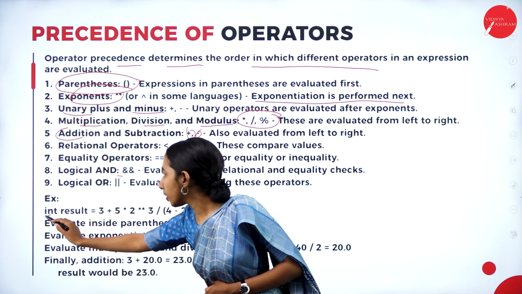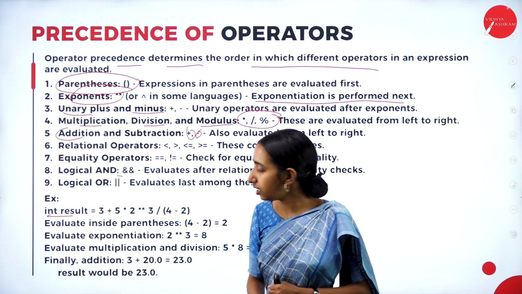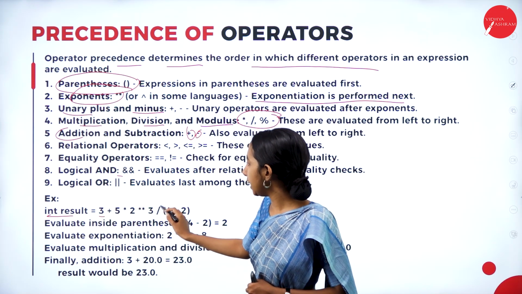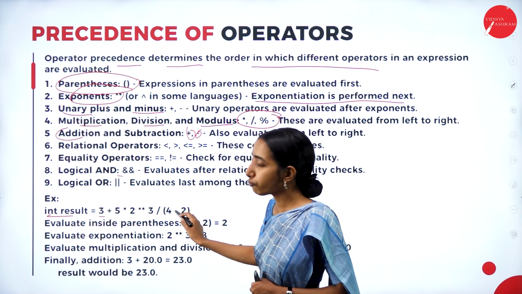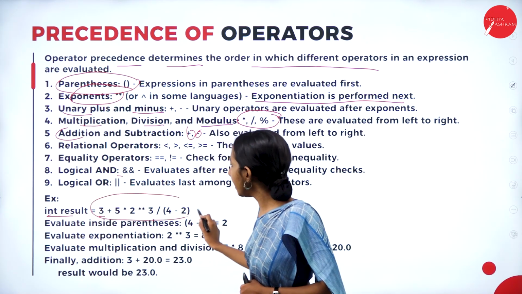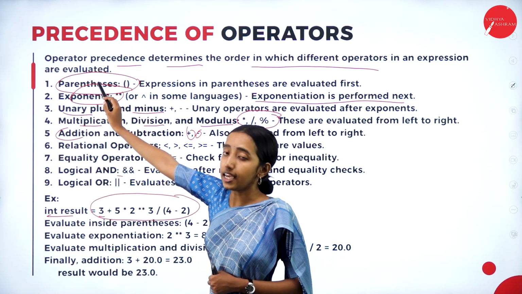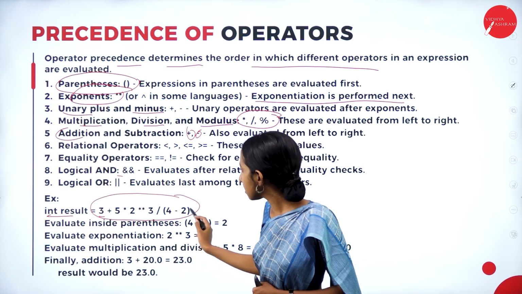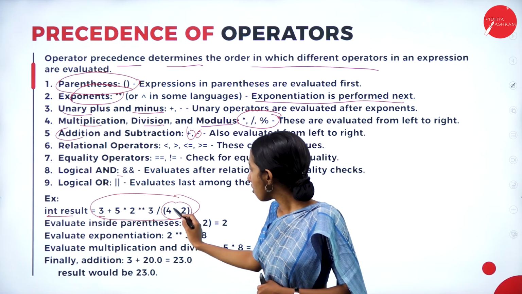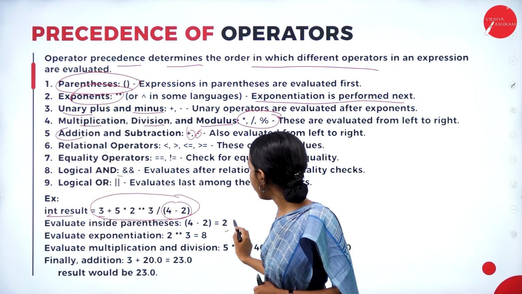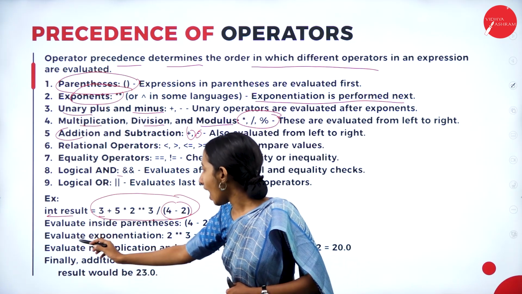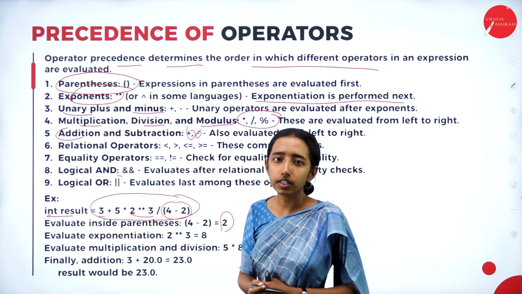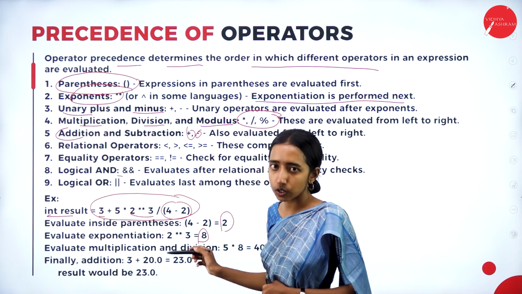For example, here you can see I have taken int result = 3 + 5 * 2 ^ 3 / (4 - 2). How to evaluate this expression? The first highest order is the parentheses. So in this expression the highest order is the parentheses. We are having 4 - 2, that is 2. Next we evaluate the exponent, that is 2 to the power of 3, which is 8.